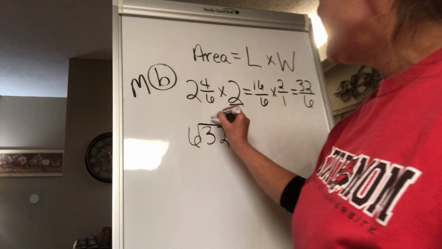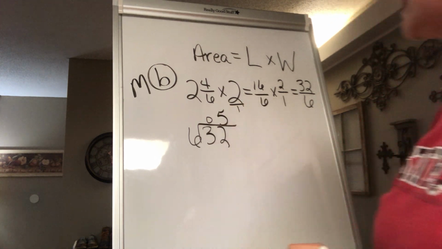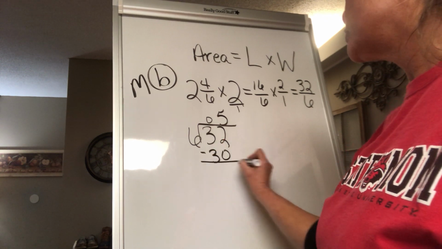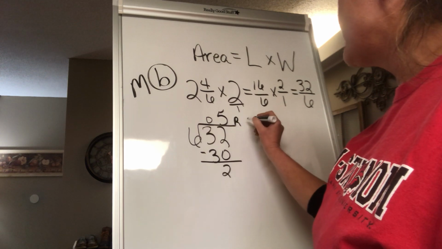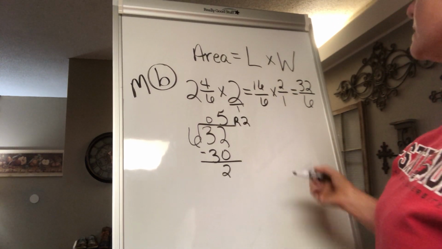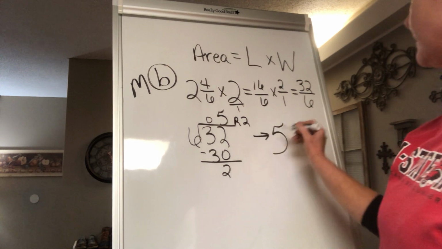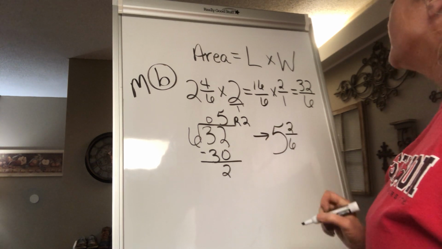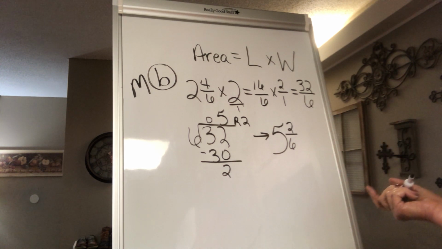6 won't go into 3, so we placeholder 0. 6 goes into 32 5 times. 5 times 6 is 30. Then we subtract, and we have 2 left over. 6 won't go into 2. There's nothing to bring down, so we have a remainder of 2. So now I know that it is equal to 5 whole ones, and we had 2 left over, and we were dealing in sixths. So it makes more sense to tell somebody, okay, this garden is 5 2/6 feet.